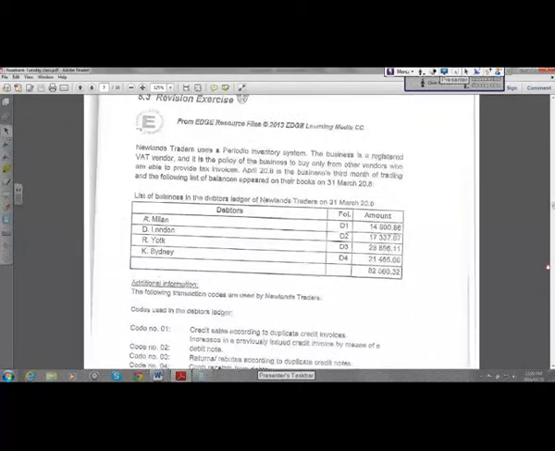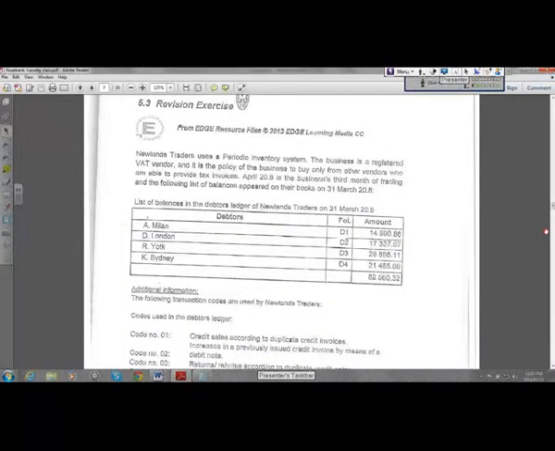So these are our customers. Our first customer is A Milan and D London. I'm going to take you through A Milan and D London, and then you can do York and Sydney. These are the balances at the end of March.